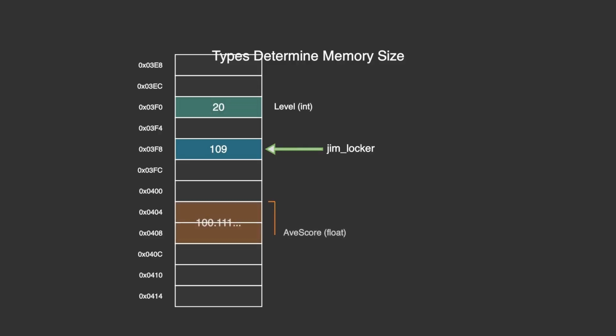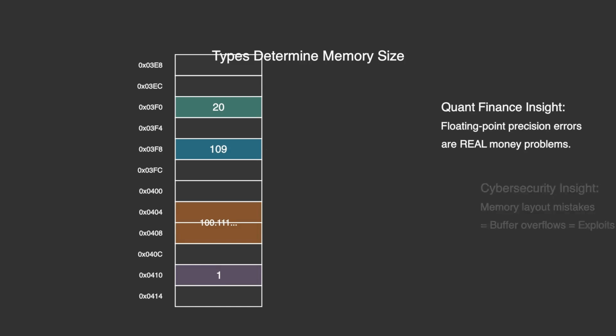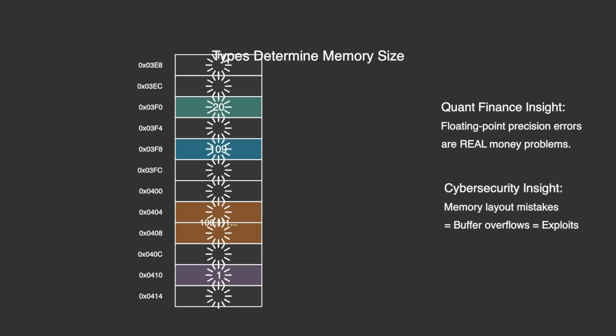Why does this actually matter? Memory size and type matter a lot. An integer might take up one memory slot, a floating point number might take one or more, and a Boolean might take almost nothing. This is why types in programming languages exist, specifically in languages like C++, C, and Rust, where you have to actually specify them. But in Python, it's more implicit. As a quant finance side note, floating point precision errors are real money problems. And as a cybersecurity insight, memory layout mistakes are often how buffer overflows happen. So understanding how these things are stored inside of your computer matters a lot.